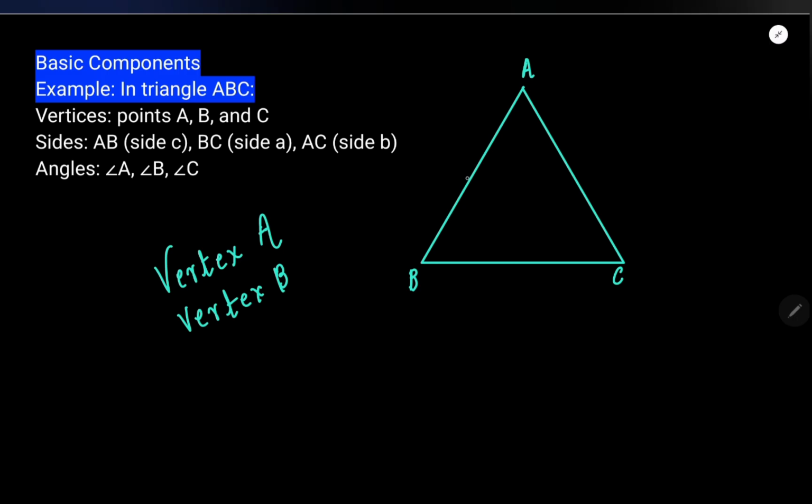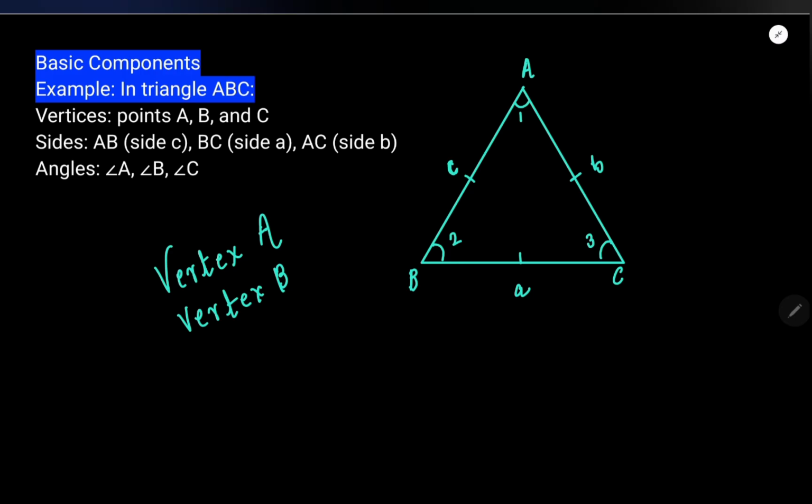Then these are sides. Suppose this is denoted by small c, this I say a, and this I say b. So these are a, b, c sides. These are called sides. And after that we have angles. This is angle A, you can say angle 1. This is angle B. Either you can name them or you can leave them as they are. And this is angle C, you can write it as angle 3.